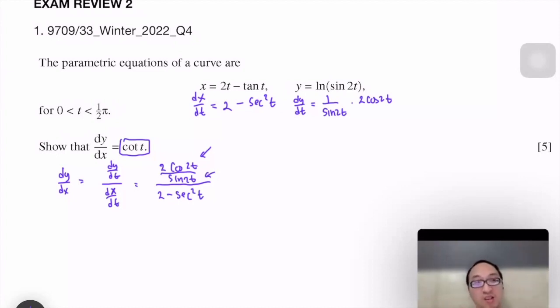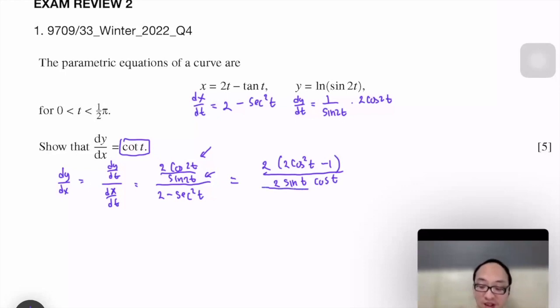That means we have to change the double angle here into a single angle. Now, what is cos 2t? For cos 2t, we can use 2 cos square t minus 1. You can have this from the MF19. Per sin 2t, it's 2 sin t cos t. Per 2 minus secant square t, which is 1 over cos square t.